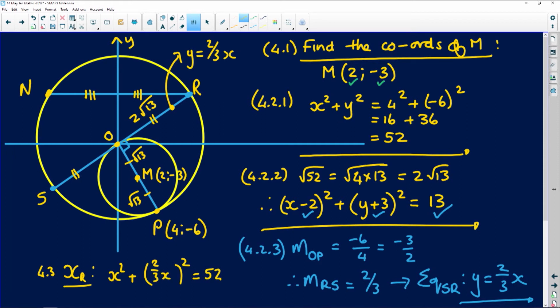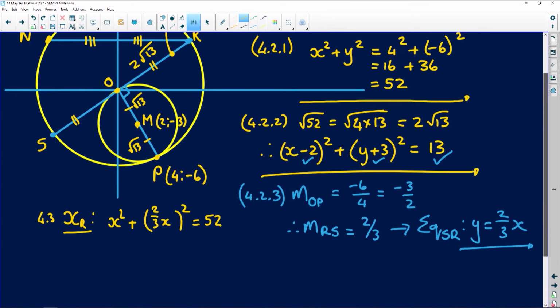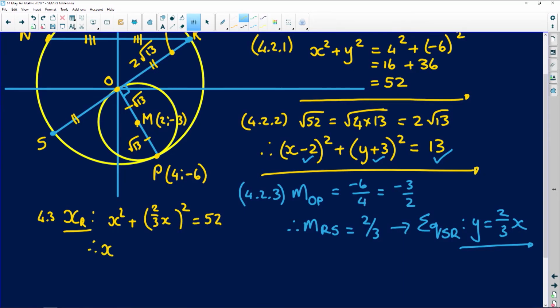Now the equation for the line is 2/3x. Now again, we've got ugly fractions, so please work very slowly. Remember, when you square a fraction, you square the top and then you square the bottom. I don't like working with fractions, so I'm going to take a safe route out maybe. Let's see what happens here. x squared plus 4/9 x squared is 52.